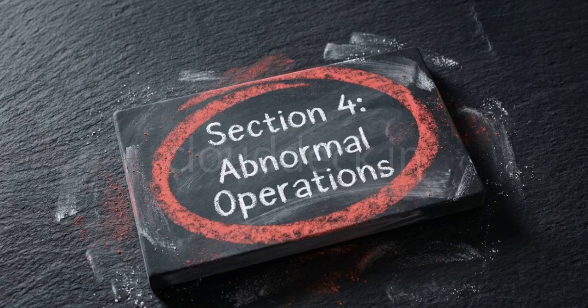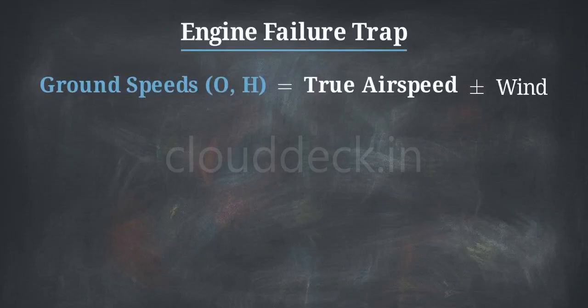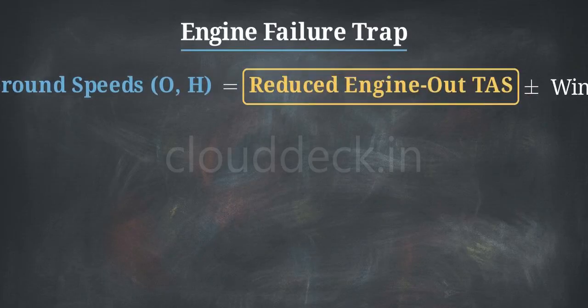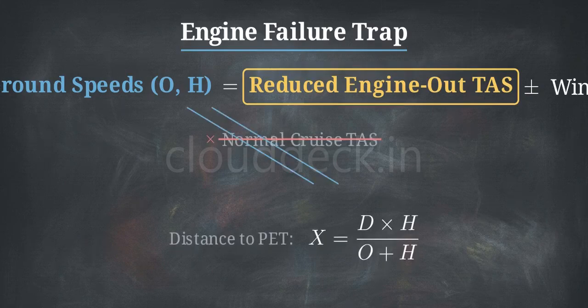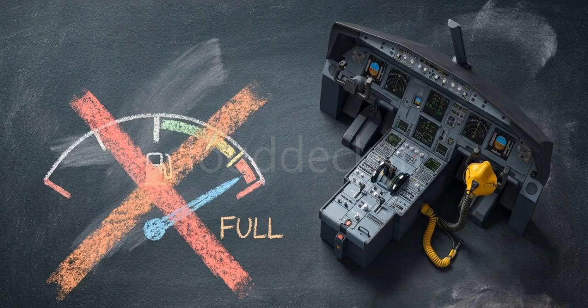The DGCA exam often tests this using an engine failure scenario. In these cases, you must calculate your outbound and home ground speeds using the reduced engine-out true airspeed, rather than your normal cruise speed. The point of equal time identifies the fastest path to a runway during time-critical emergencies, like a cabin depressurization, regardless of the fuel remaining in the tanks.